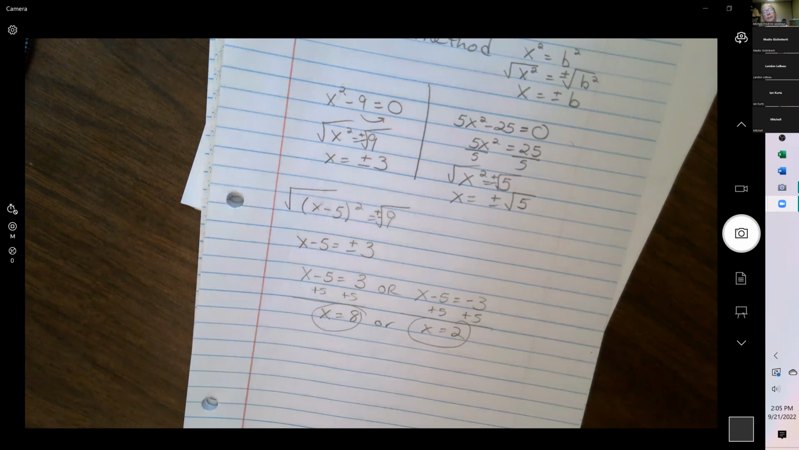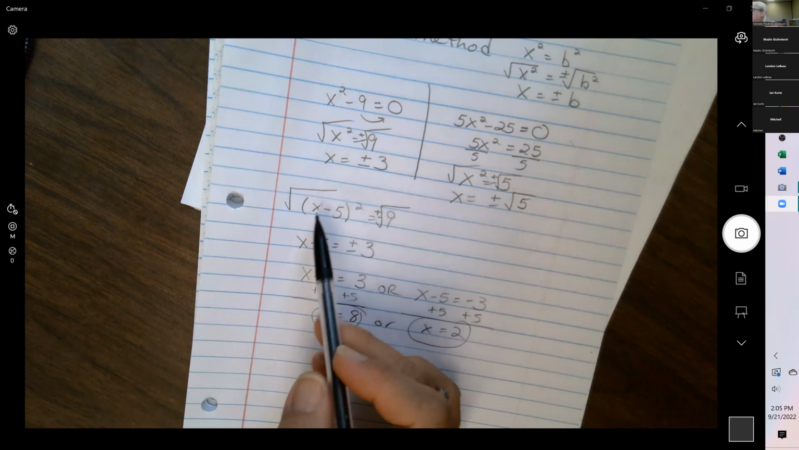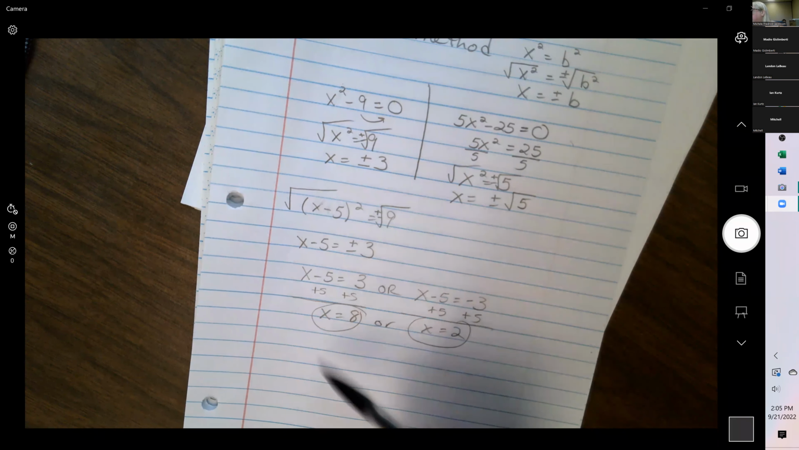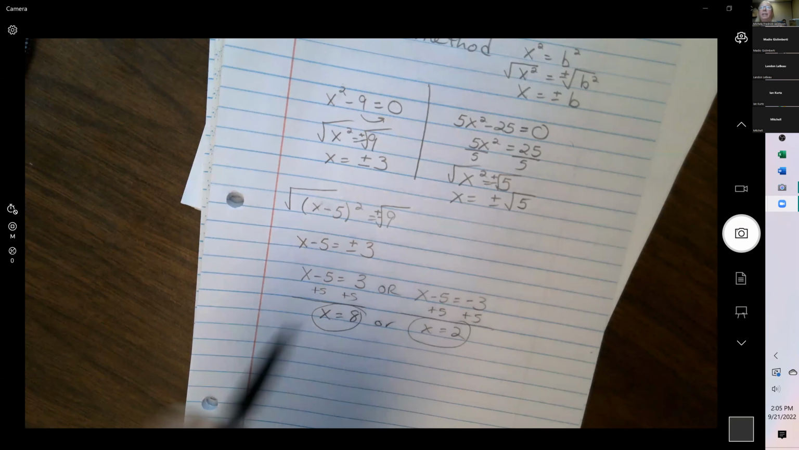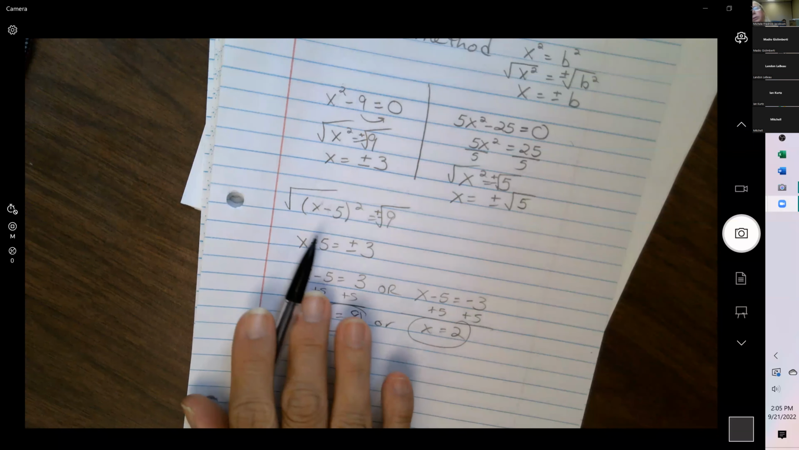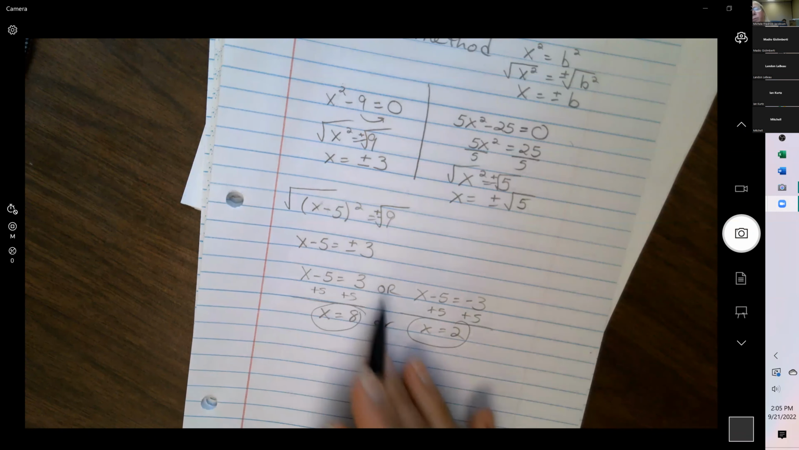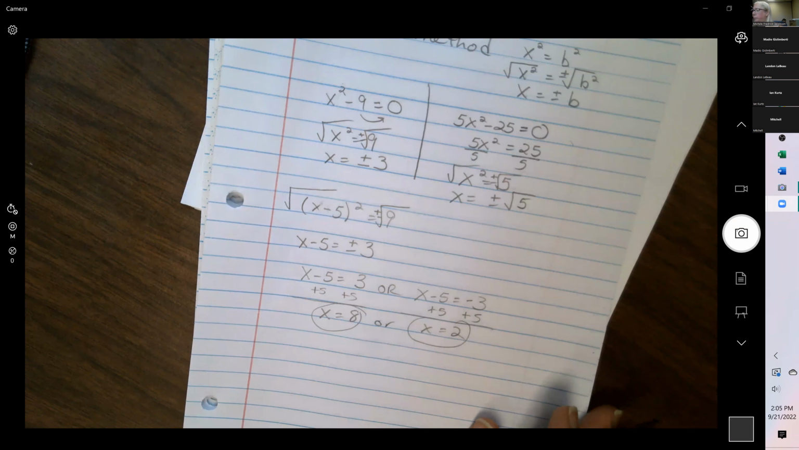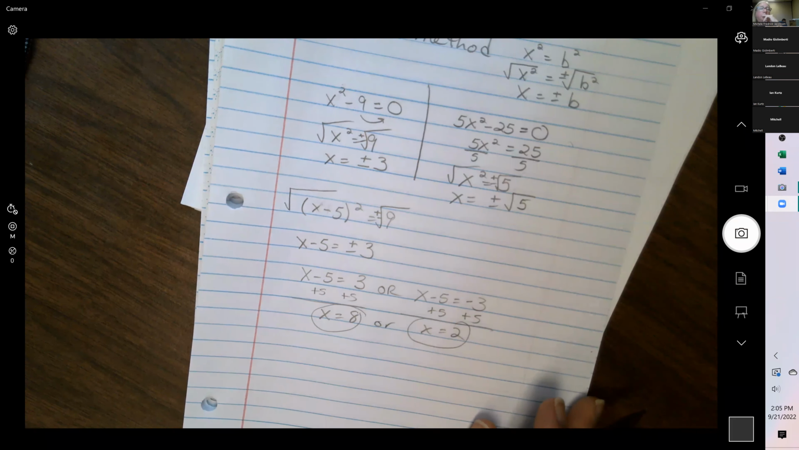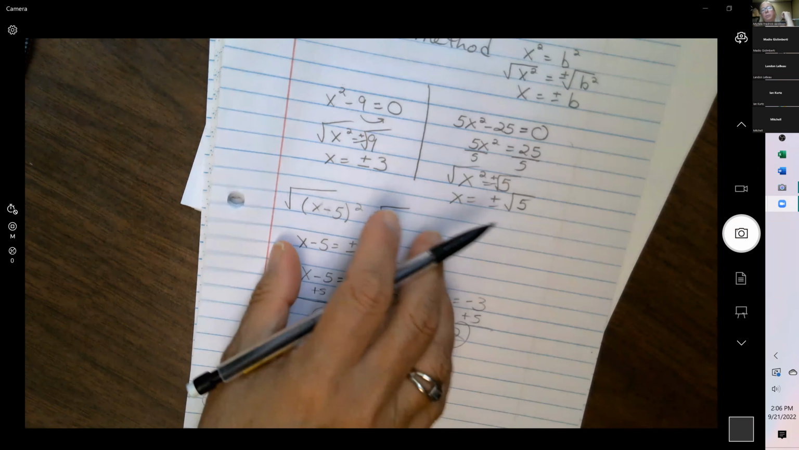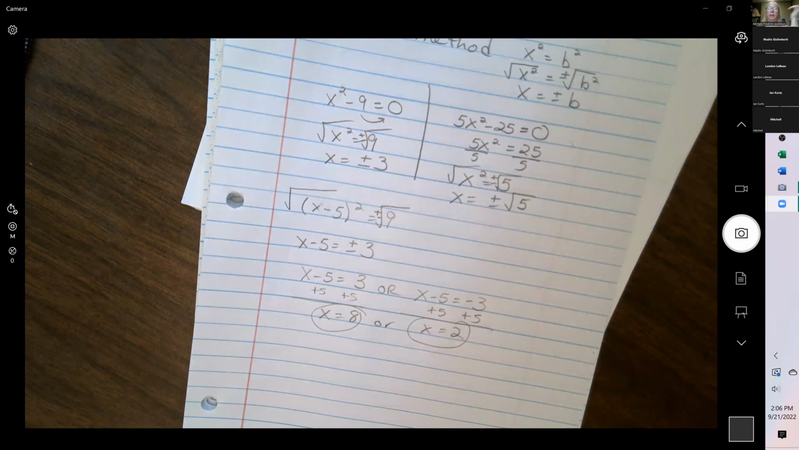Now, it's always a good idea to check your answers. Taking the square root of both sides, they'll both work. If we square both sides, you have to check answers, but with square root, they will both work. Any questions on that? We're going to use this process with the next one we're going to learn.